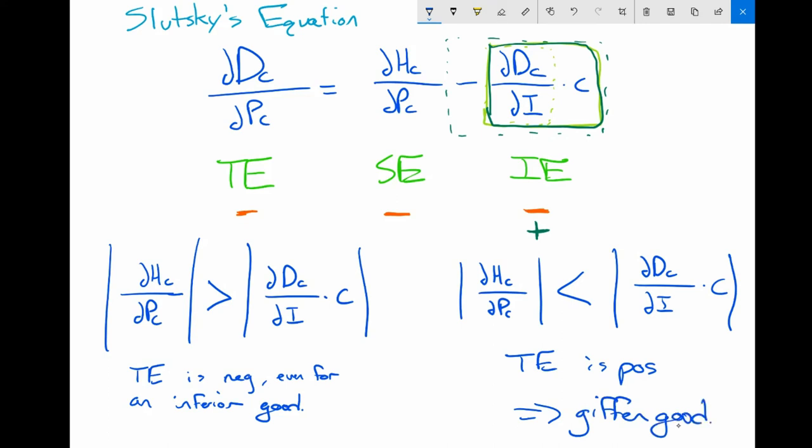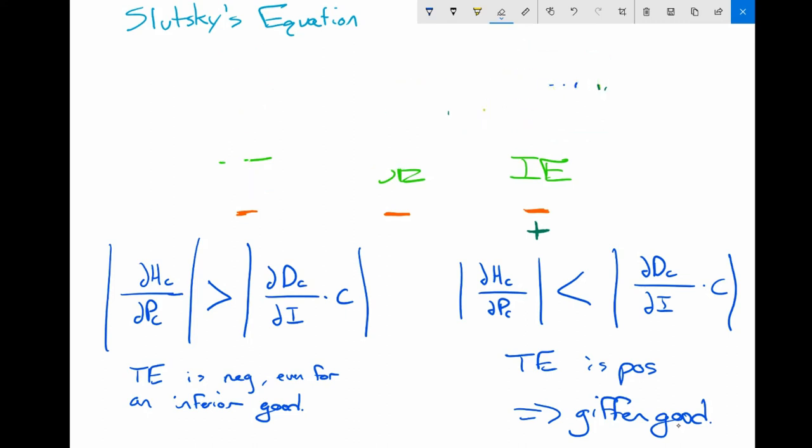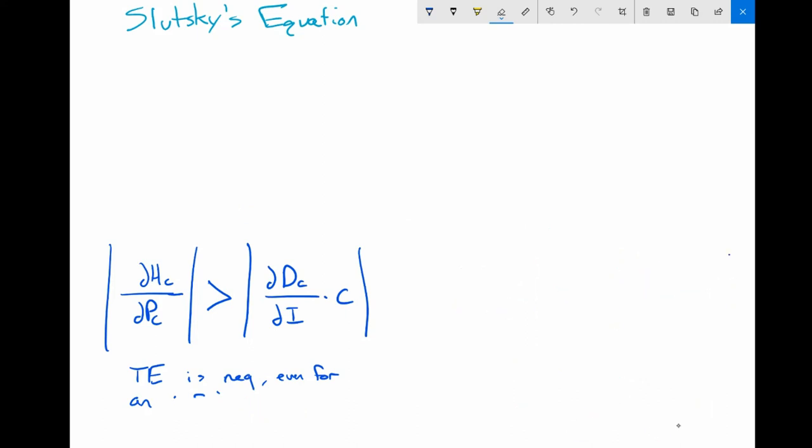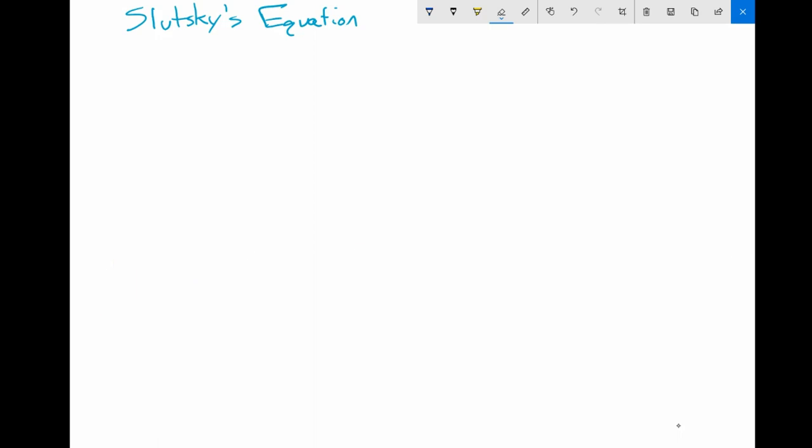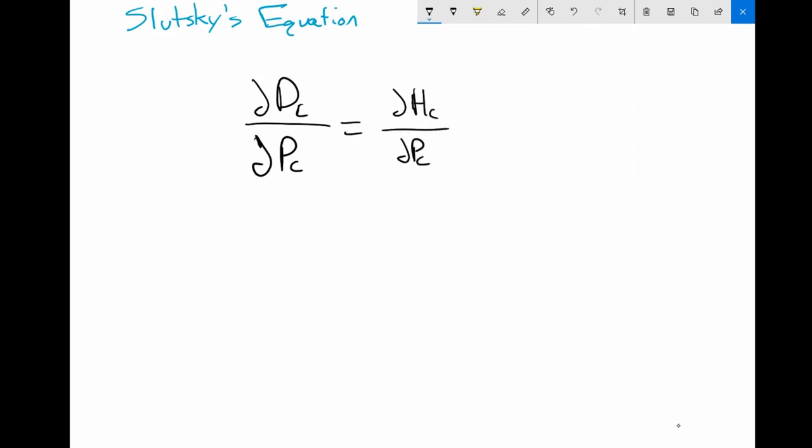Okay, with all that said, let me clarify one last thing. I'm going to try to make this really clear on Giffen goods, and then we're going to be done for this lecture. When we meet in class, we're going to talk about Giffen goods, so I want to make sure we understand it mathematically. So here's the Slutsky equation. Total effect equals substitution effect. We've got our income effect here.